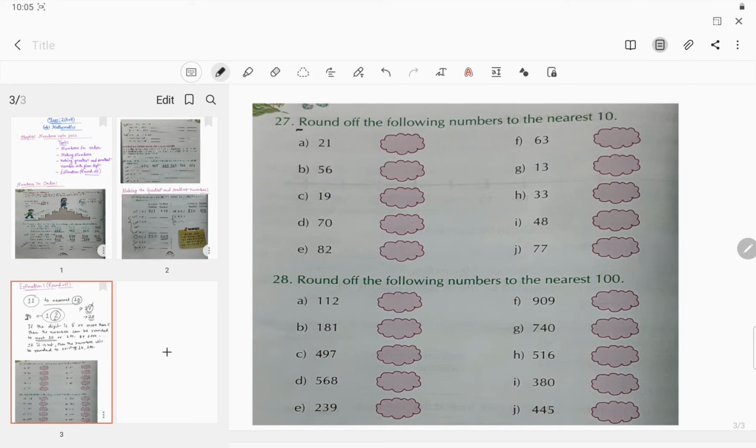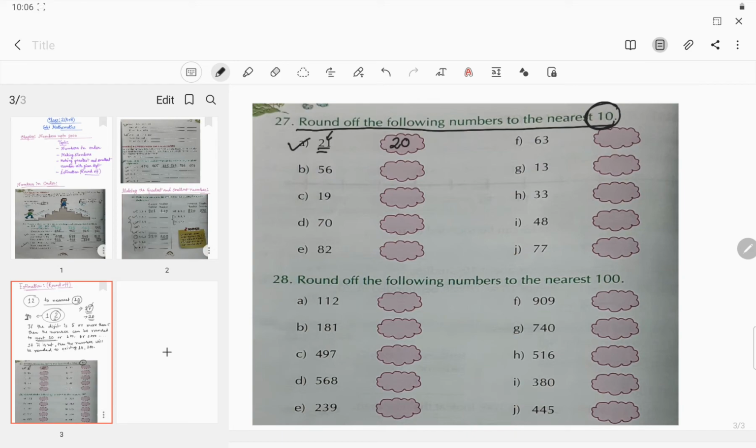It is given, round off the following numbers to the nearest 10. So question number A, it is given 21. Since it is given to the nearest 10, that means you have to check the ones place of this number. Ones place, the digit is 1. So 1 is less than 5. So it will be rounded to the existing 10. Existing 10 is 20.